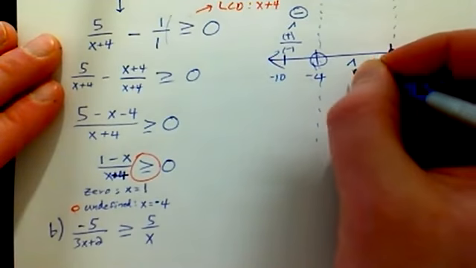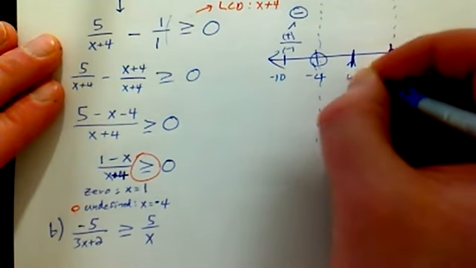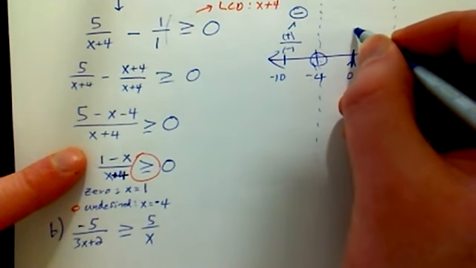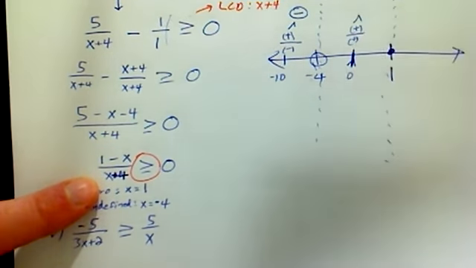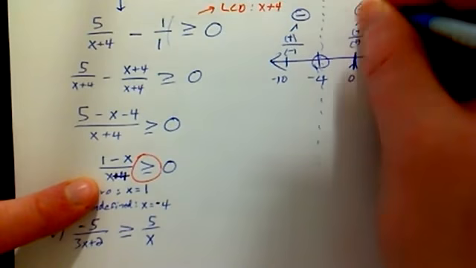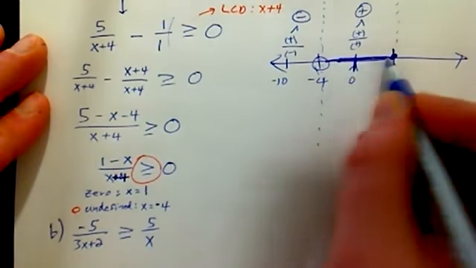Try the point in between here. 0 is probably pretty easy, right? 1 minus 0 is positive. 0 plus 4 is positive. Positive divided by positive is positive. I do want that stuff. So notice what I'm shading in here.